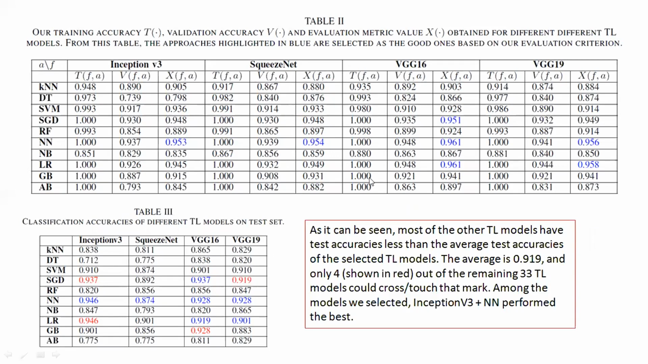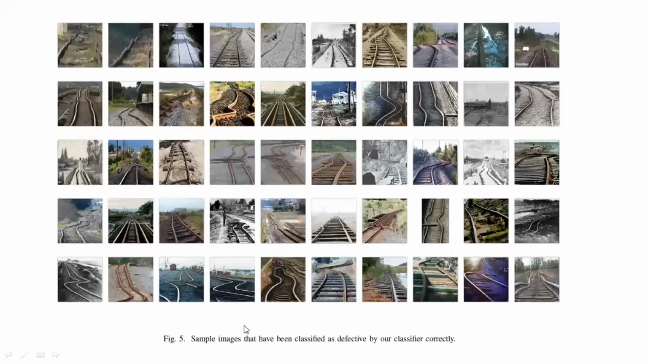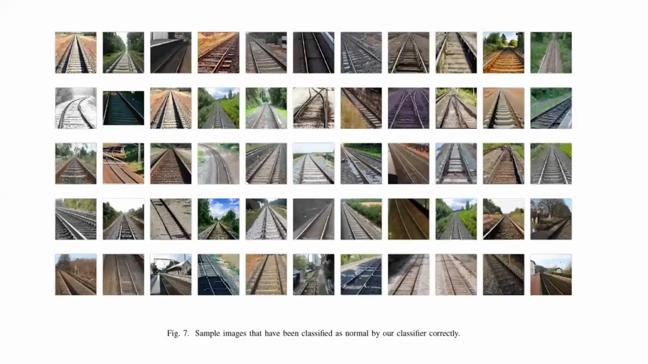We select 7 models based on that criteria, and we see that their test accuracies are also very high. However, we did miss a few of these red ones. We say we have missed them because their accuracy is higher than the average of the accuracies we get for our selected models. These are a few images which got classified as defective correctly, and these are images which got classified correctly as normal ones.